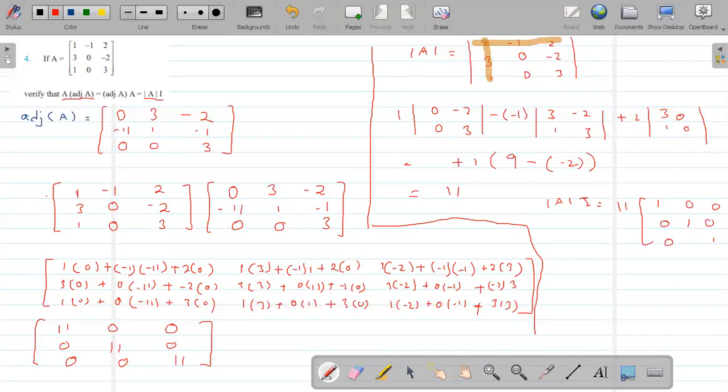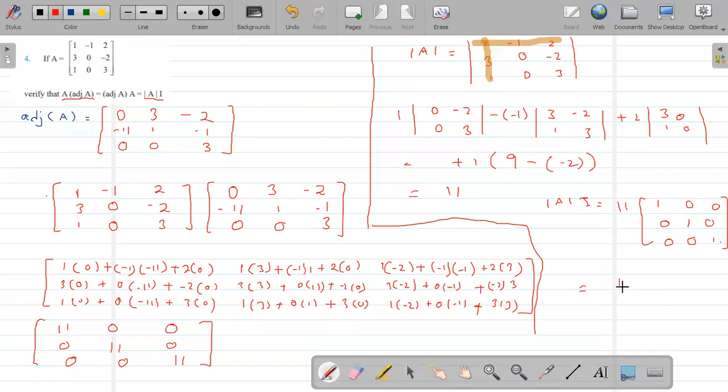So whenever you find identity in your question, it means the diagonal will be 1, only this diagonal, not the other one, and the rest of the elements are 0. If I multiply 11 with this matrix, this is called a scalar multiple. These small topics are covered in your 11th standard. A scalar multiple means this number will multiply each and every element of the matrix.